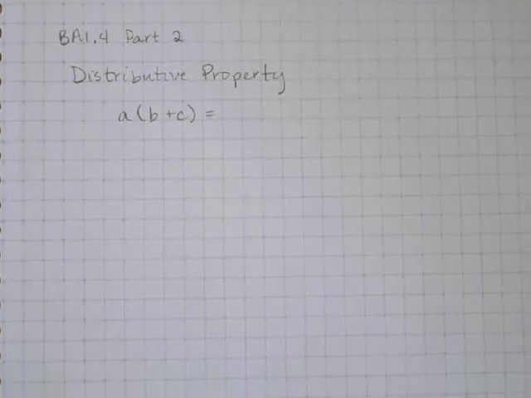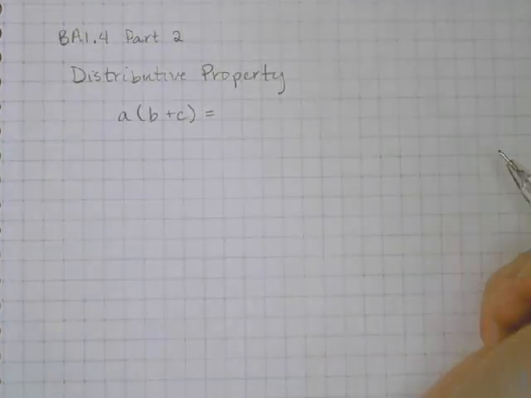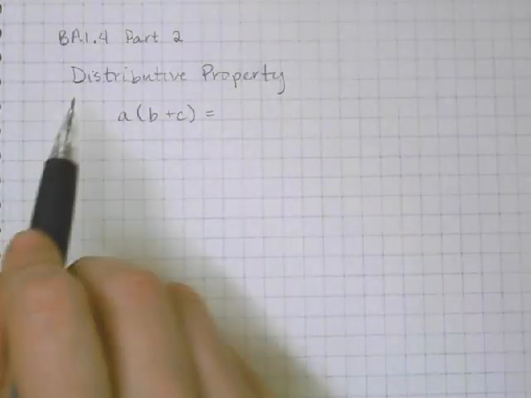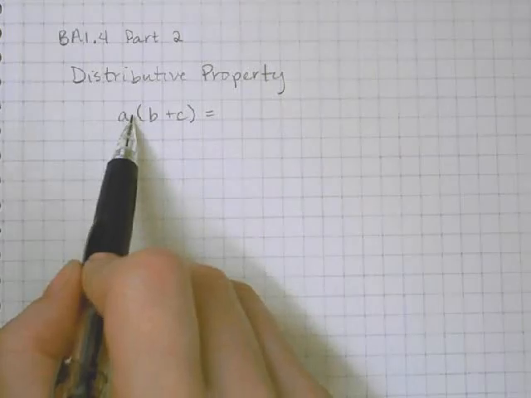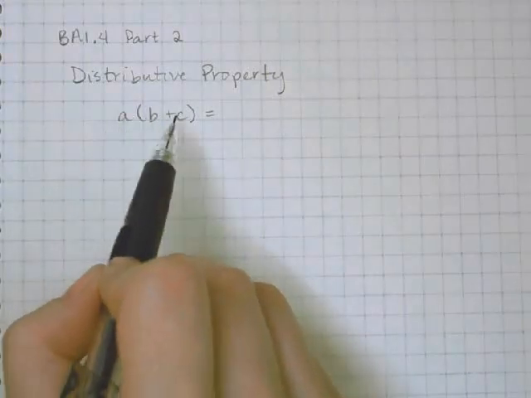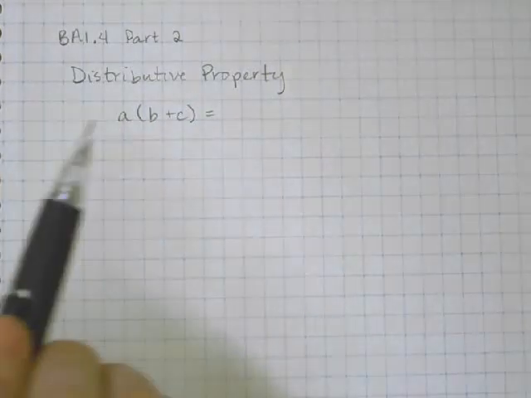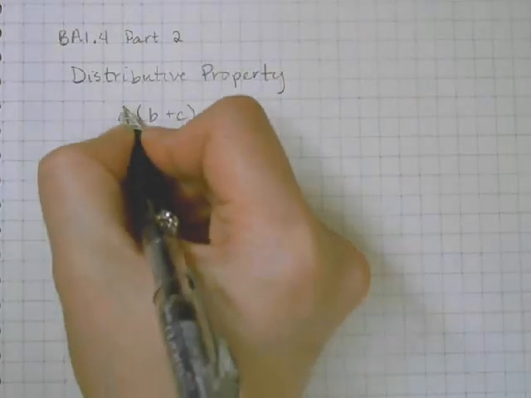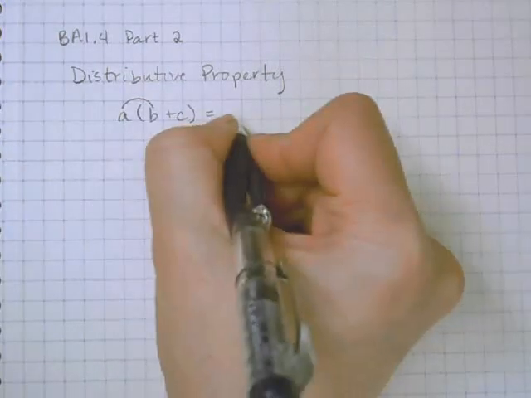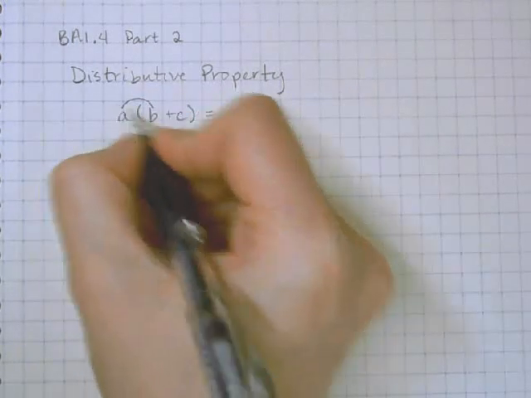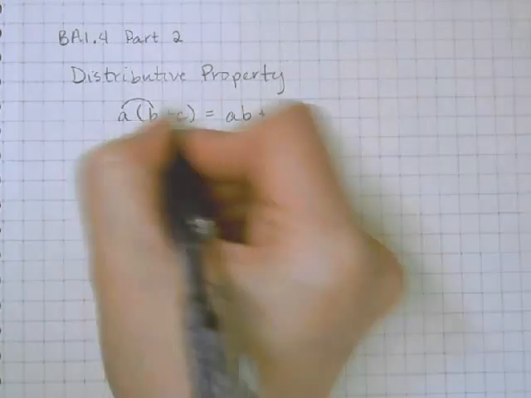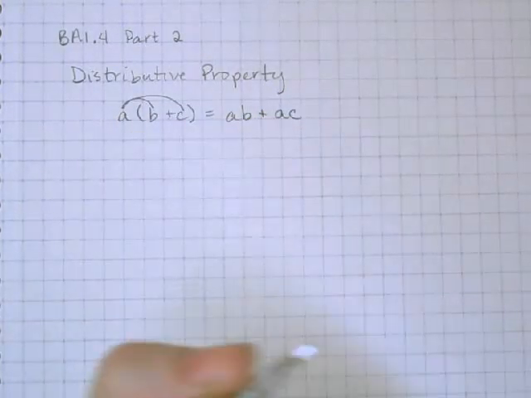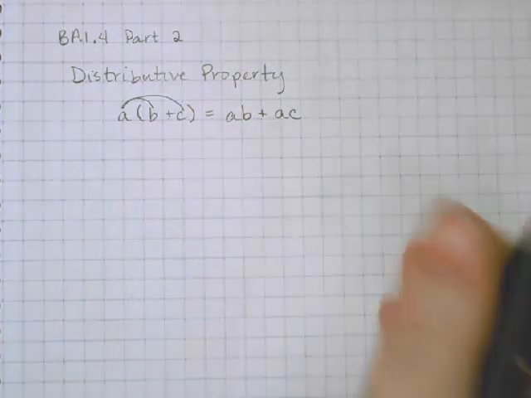All right, part 2 of section 1.4, we're now dealing with the distributive property. What you notice here, as opposed to the commutative or the associative property, is that we're not adding. We are multiplying A times quantity B plus C. So we can't just drop those parentheses away, but we do want to get rid of them. The way we do that is we multiply A times B, so AB, and then plus AC. So that's the distributive property.